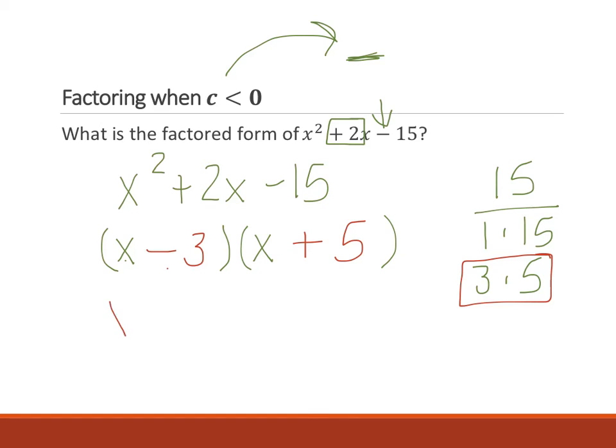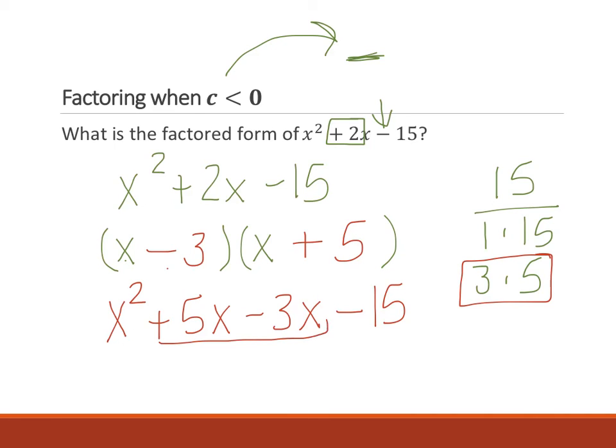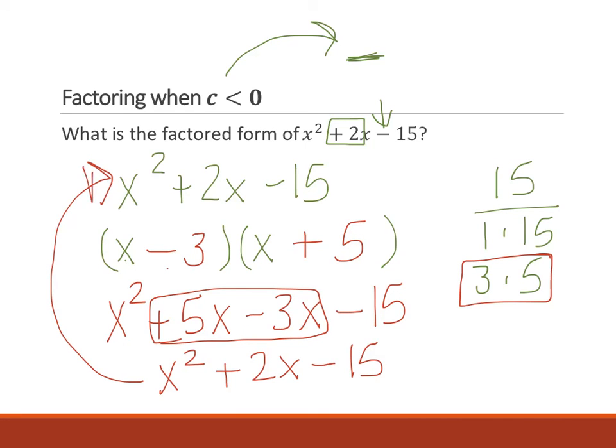Let's multiply back and see if that's correct. I would have x times x is x squared plus 5x minus 3x minus 15. Notice that since one is negative and one is positive, when they multiply, they give me the negative 15. That needed to happen. And since this is a positive 5x and this is a negative 3x, when I add them, I get positive 2. So x squared plus 2x minus 15 was my original trinomial, and by multiplying back, I checked that this is the correct factored form.